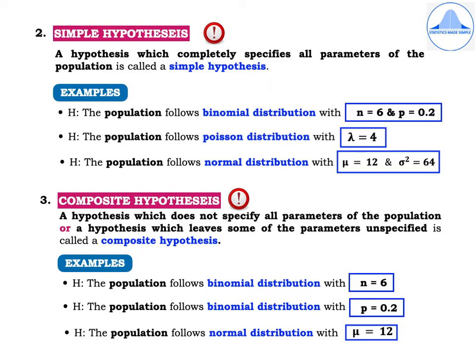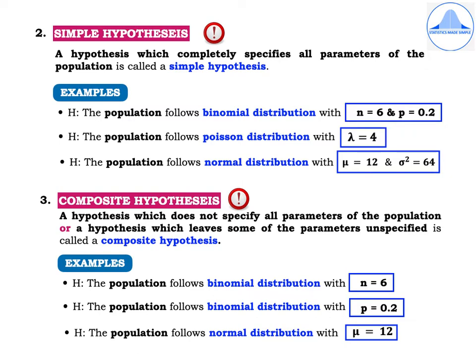Okay, so H denotes the population follows binomial distribution with, now I'm saying that n is equal to 6 and p is equal to 0.2. So when you give an example, remember that n should be finite and p is the probability of success, so it should lie only between 0 and 1.